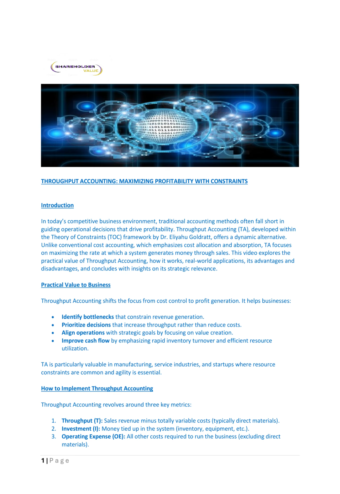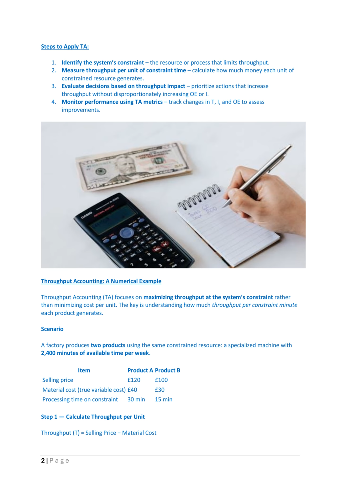The core of throughput accounting lies in three main measures: throughput, which is sales revenue minus direct material costs; investment, which includes money tied up in inventory and equipment; and operating expenses, which cover all other costs needed to run the business except for direct materials. This method shifts the focus from cost control to maximizing profit by understanding and managing these key metrics.